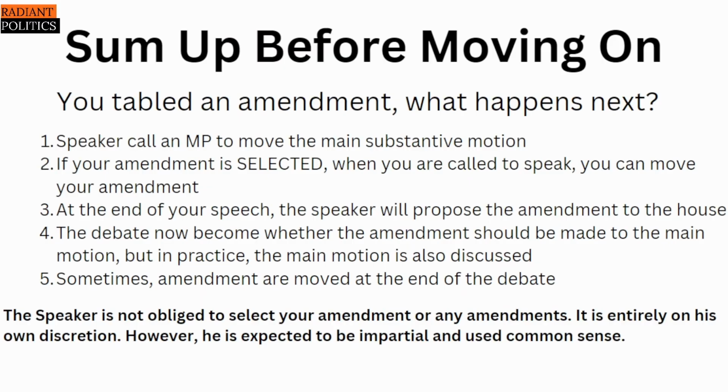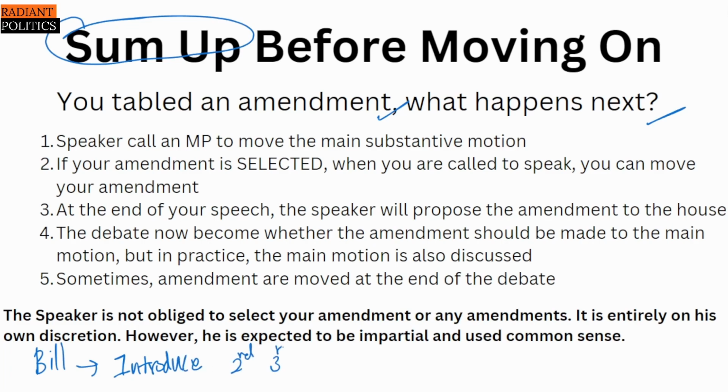To sum up before moving on, let's say that a government minister has tabled a substantive motion. You tabled an amendment and debate of the motion is starting now. Note that most of the time, a government substantive motion is a legislative motion as they not only want to talk about the issue, but they also want it to become law. So, it will be in the form of a bill, second reading, third reading, etc.